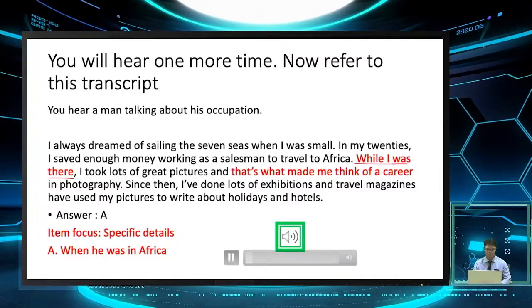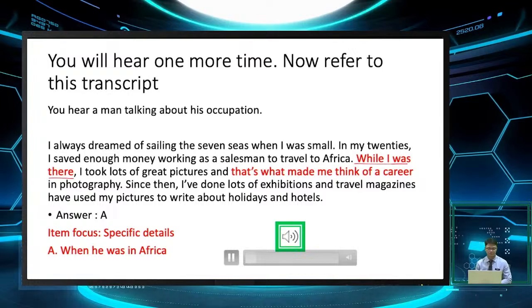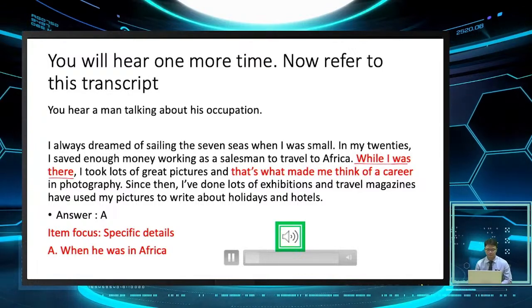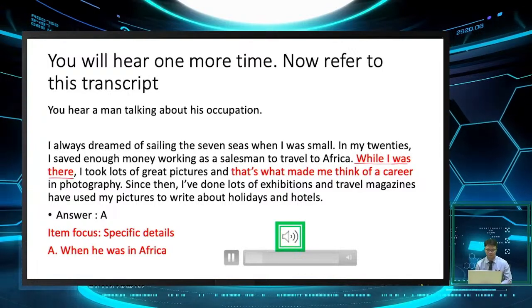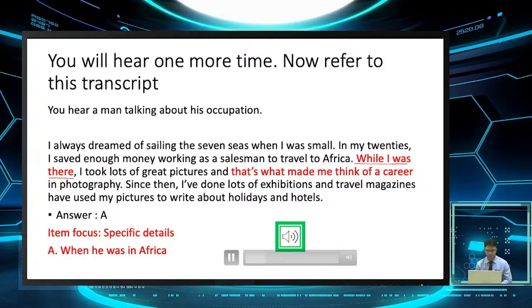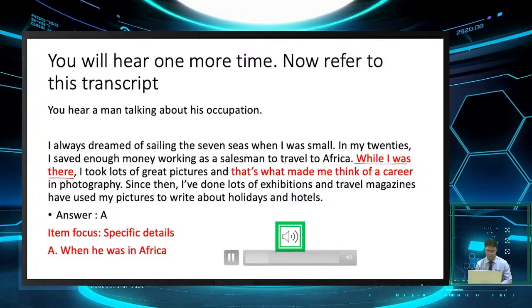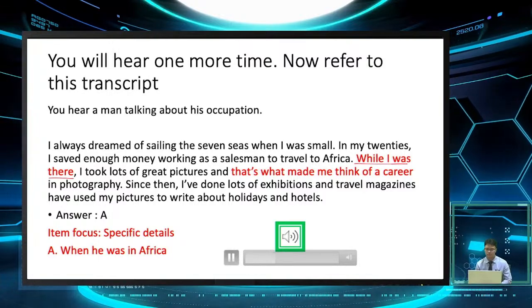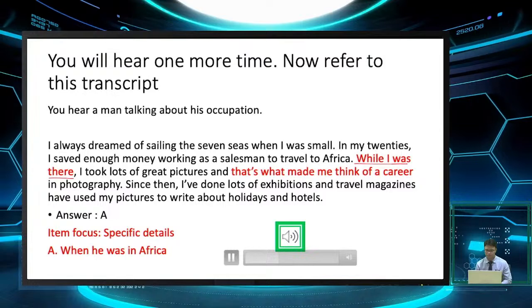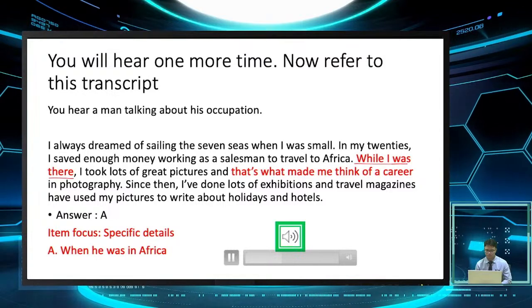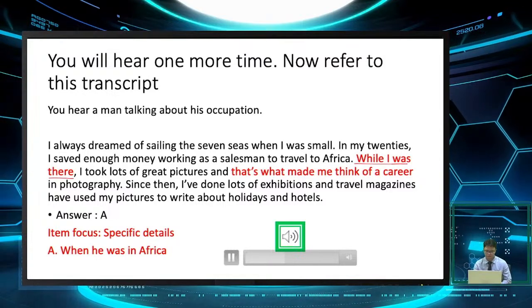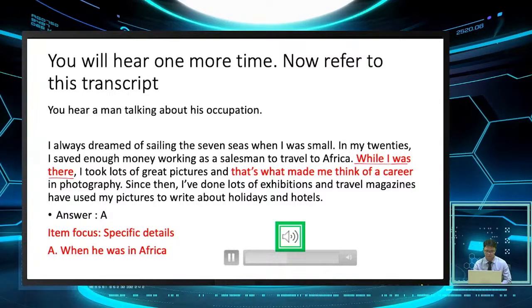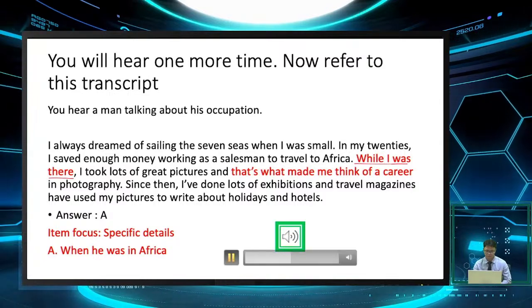Talking about his occupation. I always dreamed of sailing the seven seas when I was small. In my 20s, I saved enough money working as a salesman to travel to Africa. While I was there, I took lots of great pictures, and that's what made me think of a career in photography. Since then, I've done lots of exhibitions, and travel magazines have used my pictures to write about holidays and hotels.